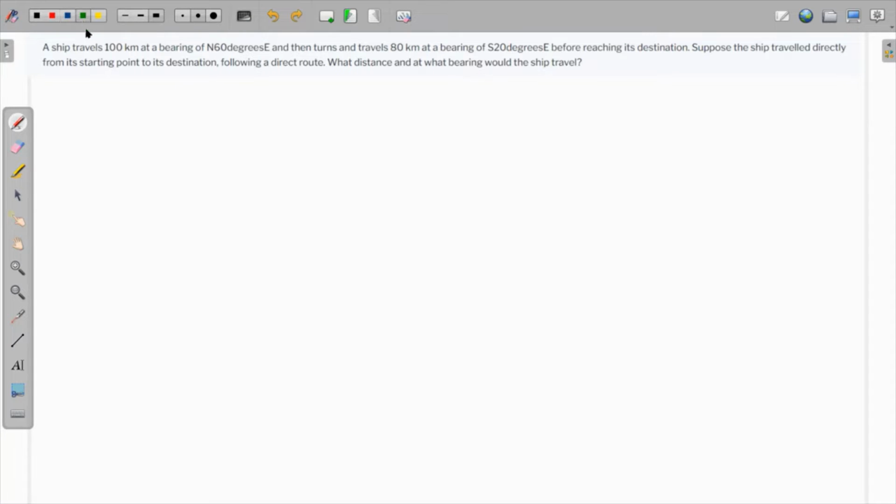Okay. So the bearing is 60 degrees east of north. So north is over here, and let's say this is the starting point, and east is definitely over on this side. So 60 degrees east of north means like this. So it travels from A to B, 100 kilometers at 60 degrees.